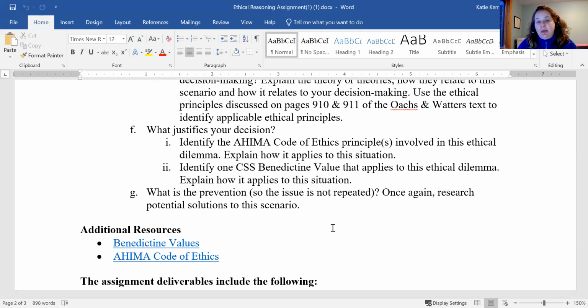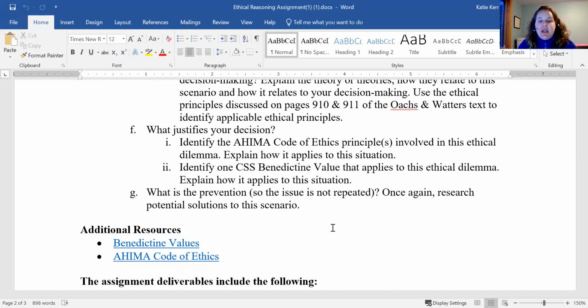Then you're going to identify what elements might also help you justify your decision, okay? Are there AHIMA Code of Ethics principles involved in this ethical dilemma? As a health information professional, we have a code of ethics that we need to follow in all that we do. And I provided a link for you down below here. I would definitely advise you to take a look at those and to identify which ones come into play here. Also, I want you to identify one CSS Benedictine value that applies to this ethical dilemma. So take a look at those as well.